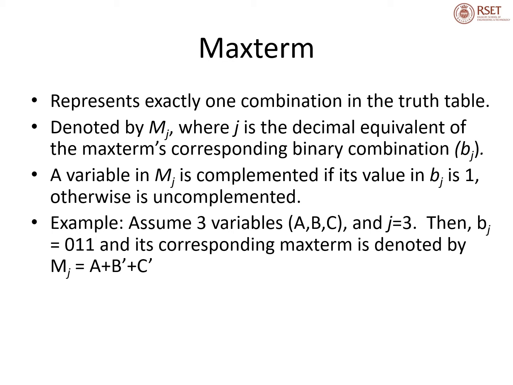So, for example, assume three variables a, b, c and j equals 3. We know that bj is equal to 0, 1, 1. Its corresponding max term is denoted by Mj equals a plus b complement plus c complement. So, wherever 0 comes, it is uncomplemented, and when 1 comes, it is complemented.